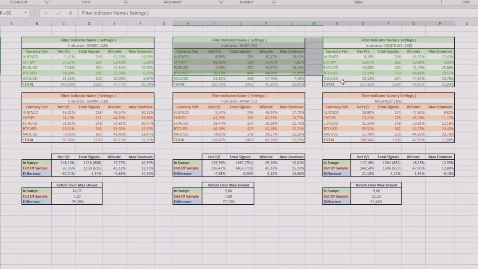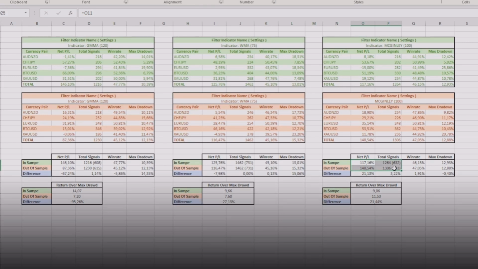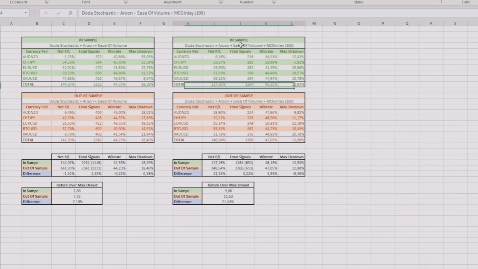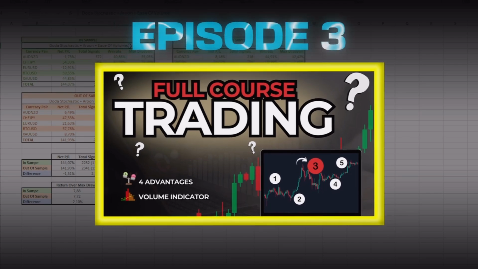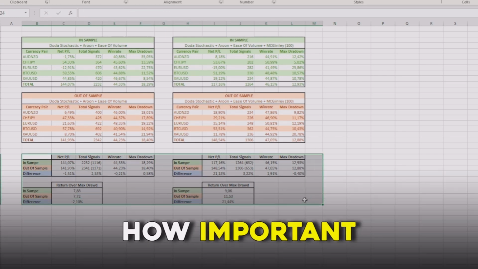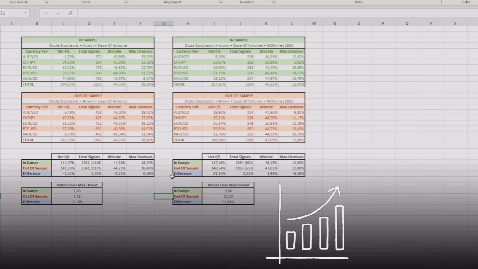Looking at the other 2, we can see that they are more consistent, but I will choose the McGinley dynamic as it not only achieved higher win rates but also gave more profits in fewer trades, which is exactly what we want. Now let's compare the results from our filter indicator with our final results from the last episode, where we only used the trigger, the exit and the volume indicator, so I can prove to you how important a filter indicator is. As you can see, the improvements are significant.